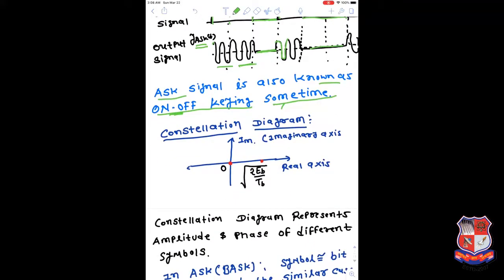Now another very important topic that we are going to cover is the constellation diagram.